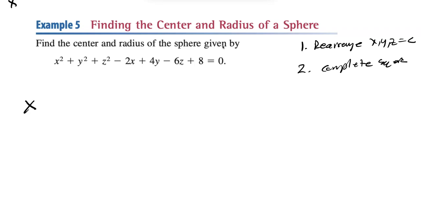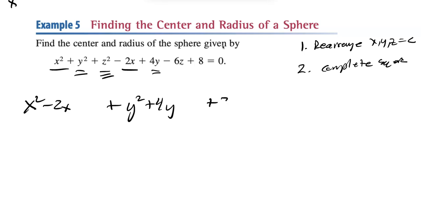So rearrange it. X squared minus 2x. Give a little space, and then next we're going to do the y's. So y squared plus 4y. And then we'll do the z's. So give a little space, plus z squared minus 6z. And then we want to move the 8 over, so we want the constant on the other side. So we have that. And now we just have to complete the square like 3 times.